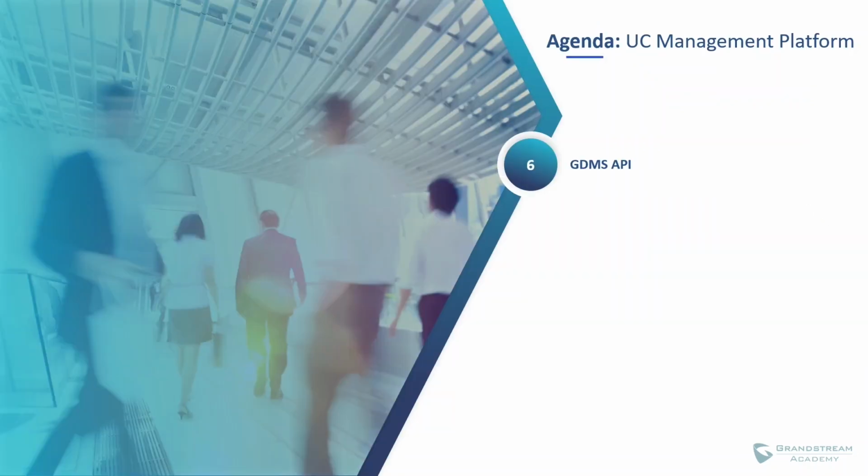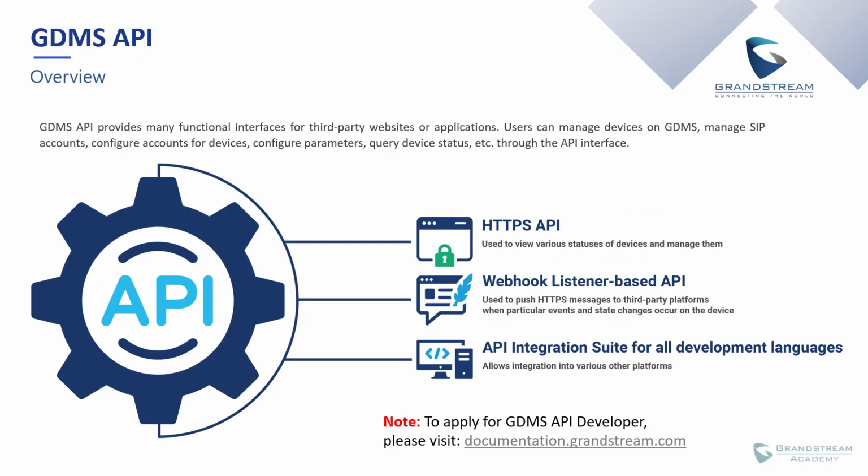Now we're going to talk about the GDMS API. GDMS platform opens API for public users. Users can apply for API developer to use the services. It is used basically for managing devices on GDMS, managing SIP accounts, configuring accounts for devices, configuring parameters, query devices status, etc. through the API interface.